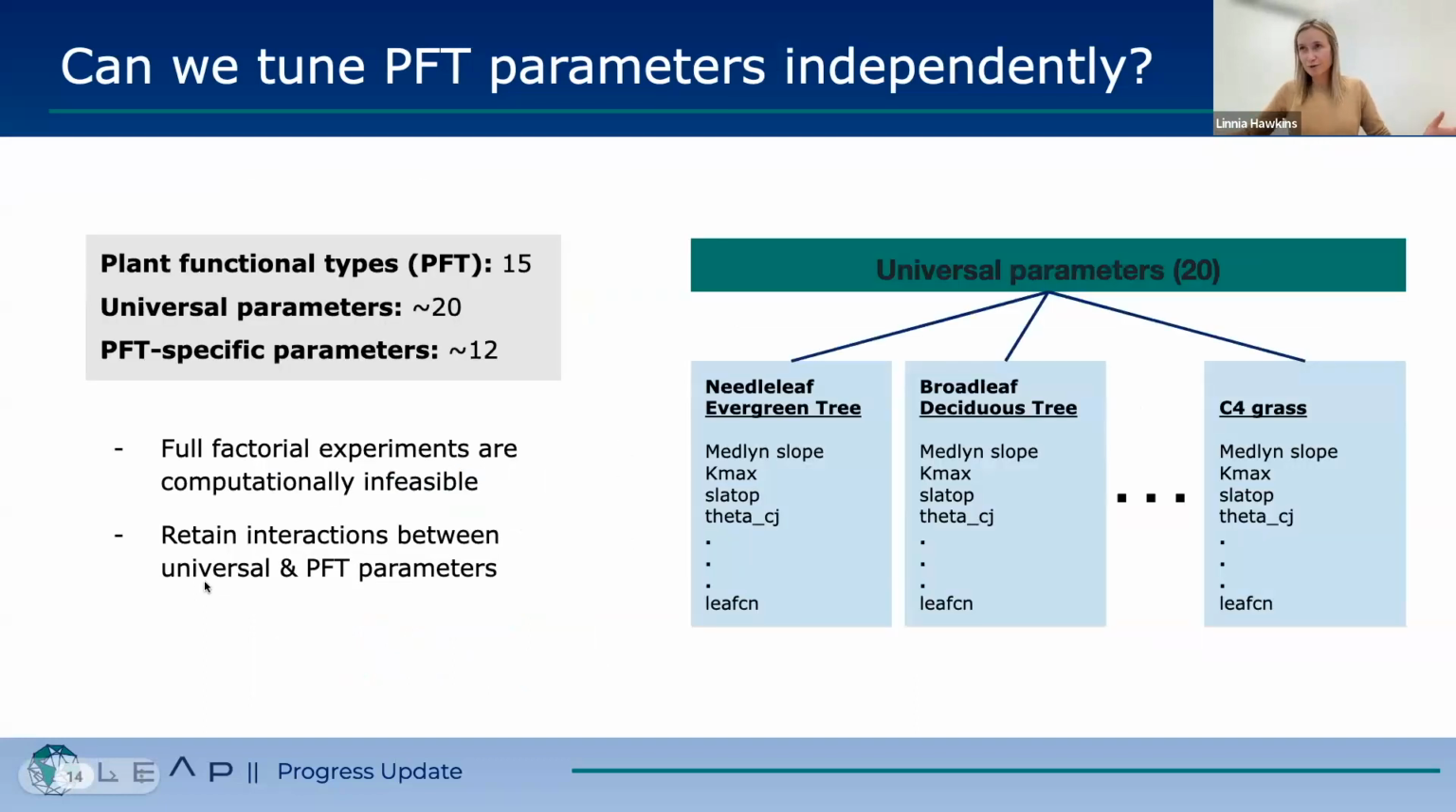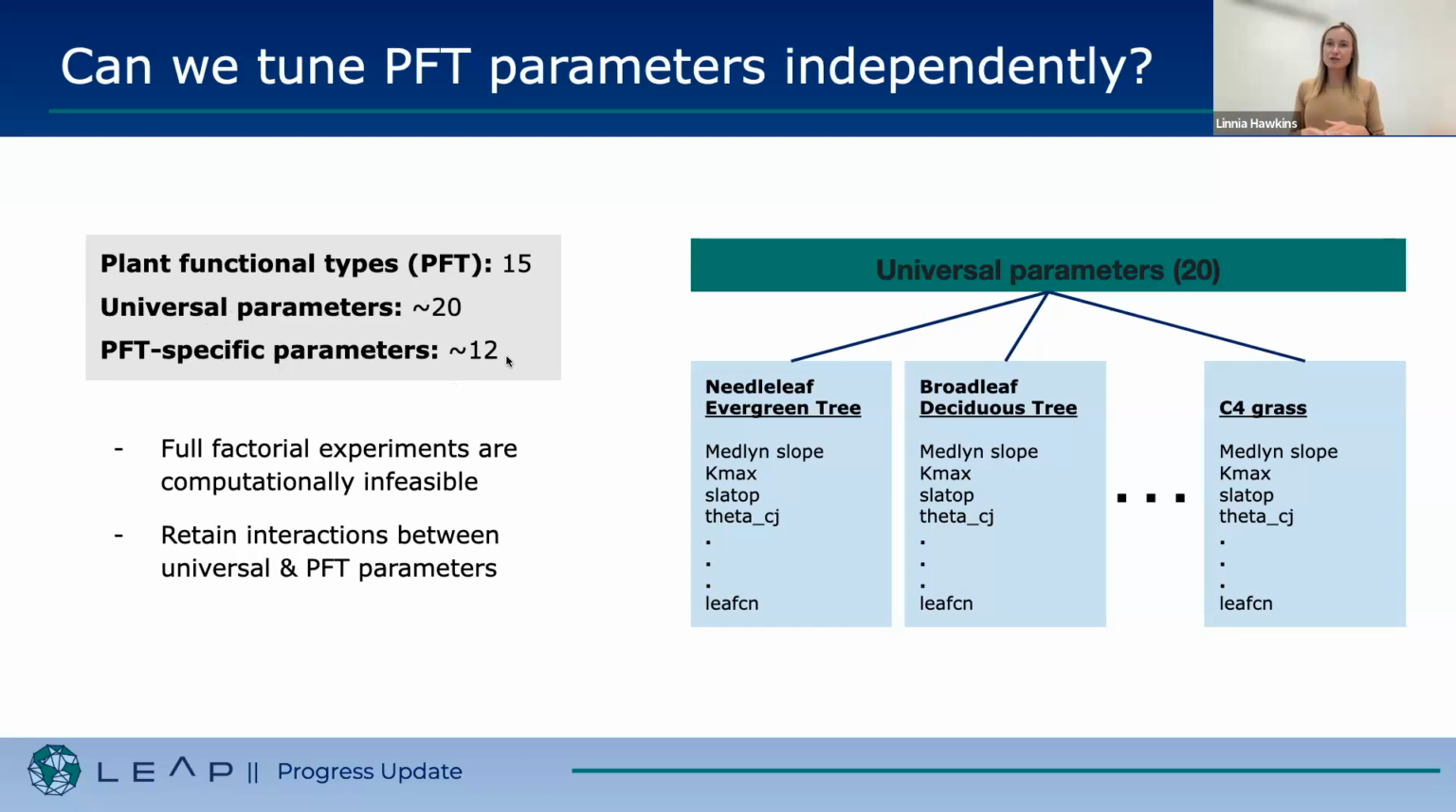Okay, so what we've been working on most recently is designing an experimental structure that allows for this independent PFT tuning. But that has historically been challenging because there are 15 plant functional types in CLM, and of our 32 parameters, 20 of them are what I'm calling universal parameters. That means they have to be set to one value and they don't vary by PFT. Those are, for example, soil parameters. And then there are 12 PFT specific parameters. These are the ones that can vary.